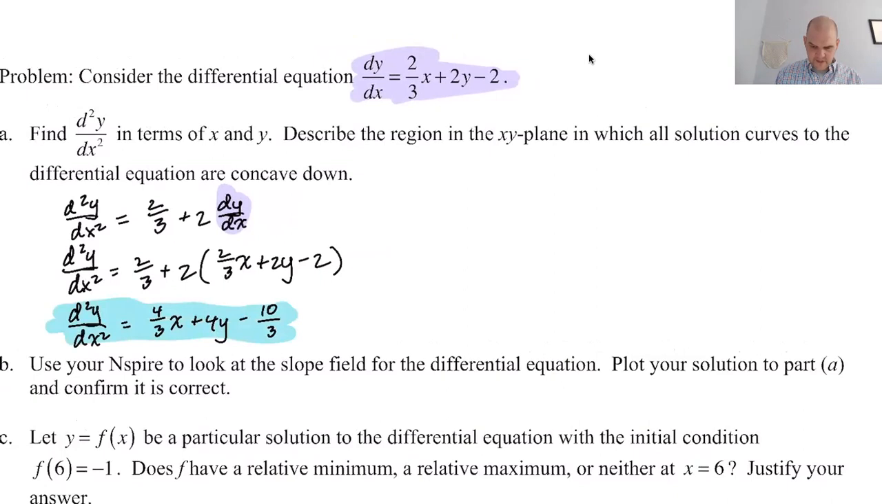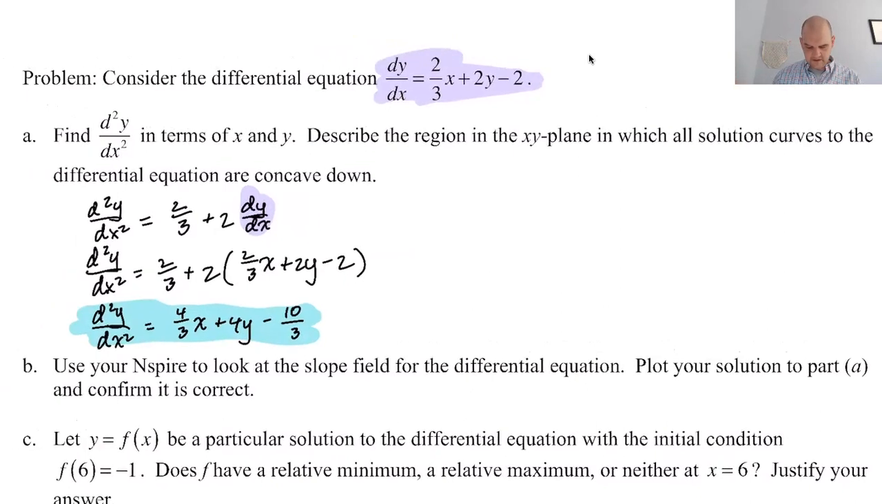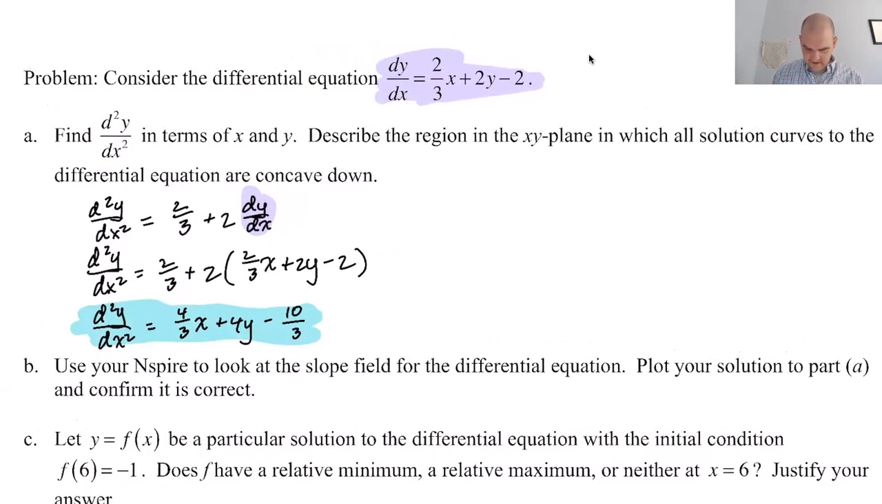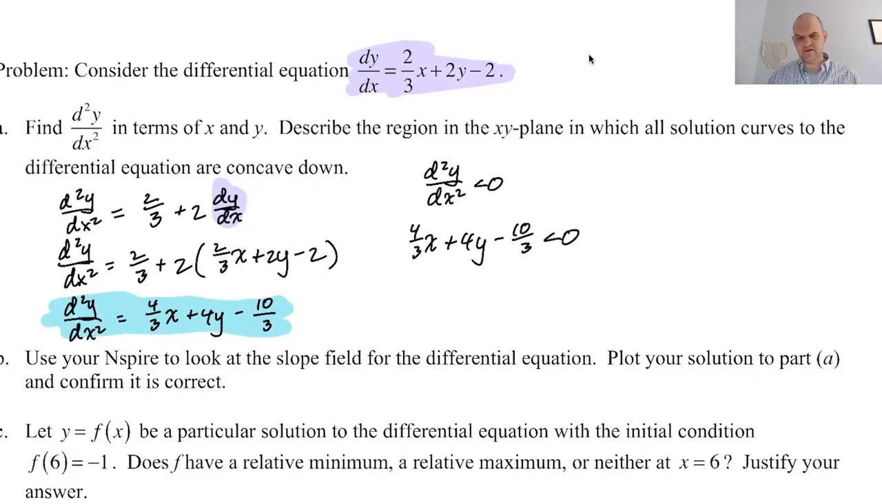The next part of the problem says, describe the region in the xy plane in which all solutions are concave down. So what does concave down mean? Concave down means the second derivative is less than 0. So if this is going to be true, then 4/3 x plus 4y minus 10/3 has to be less than 0. I think the normal thing to do here is probably to solve for y. I need this relationship to be less than 0. It's not a hard sentence to write.